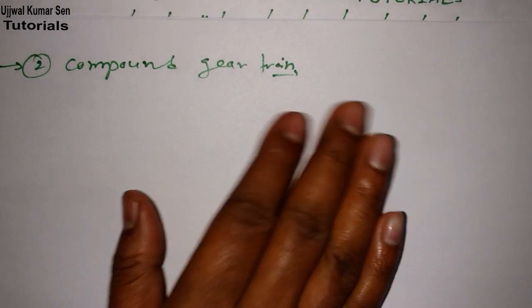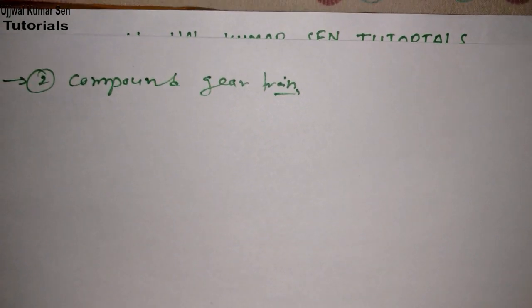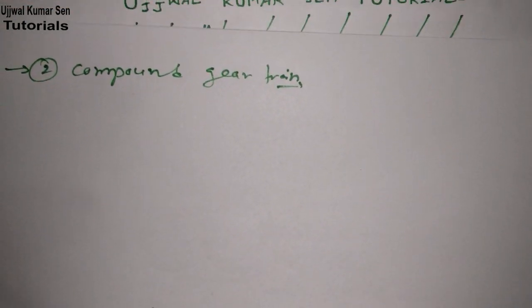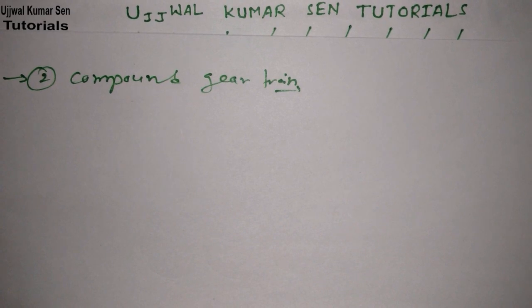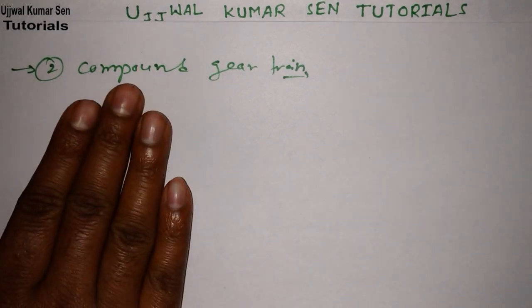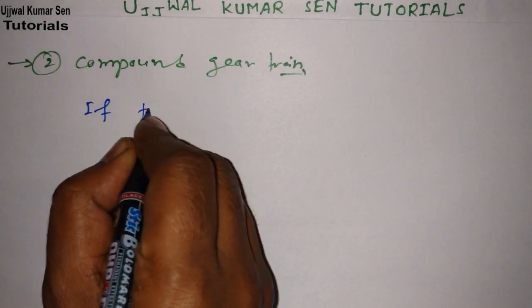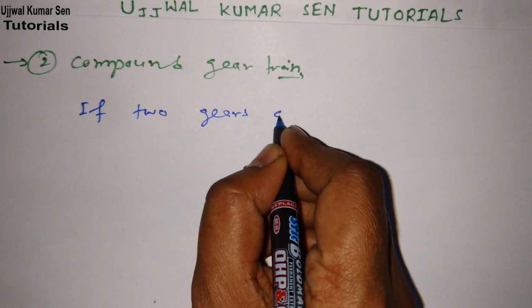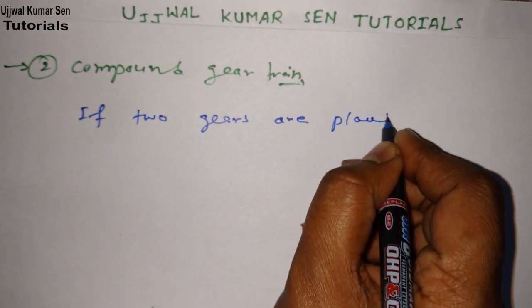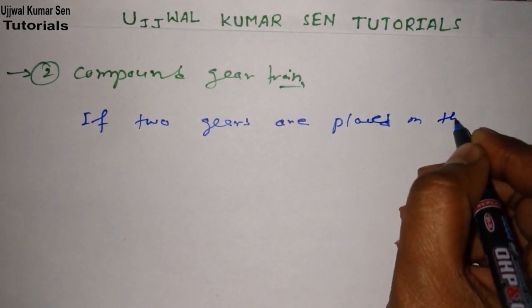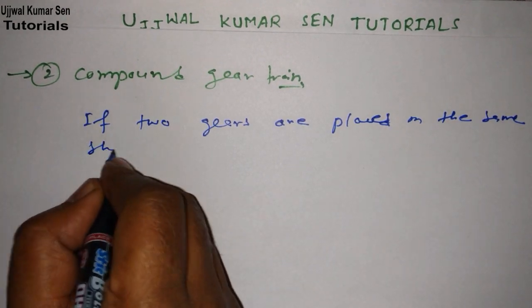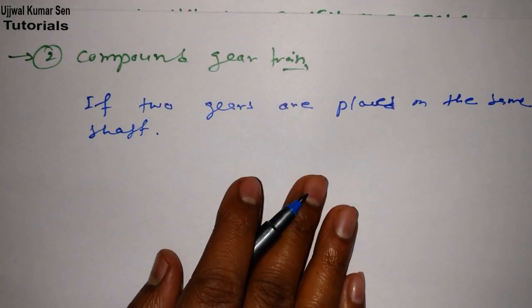In the case of a simple gear train, there is only one gear on one shaft. But in the case of a compound gear train, what is happening? There are two gears placed on the same shaft. If two gears are placed on the same shaft, that is known as a compound gear train.